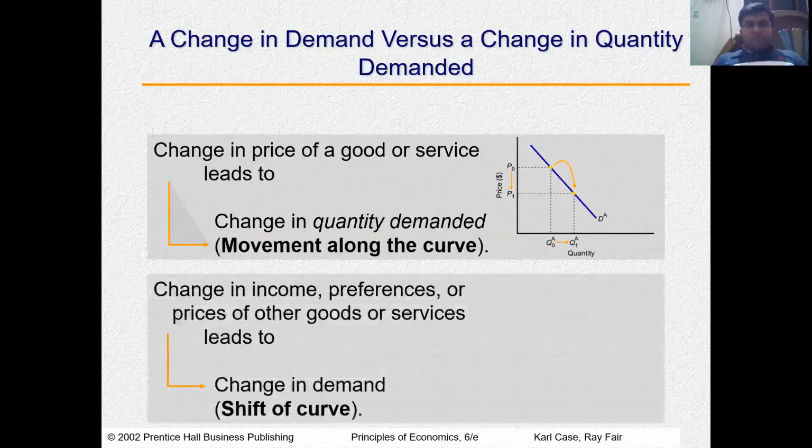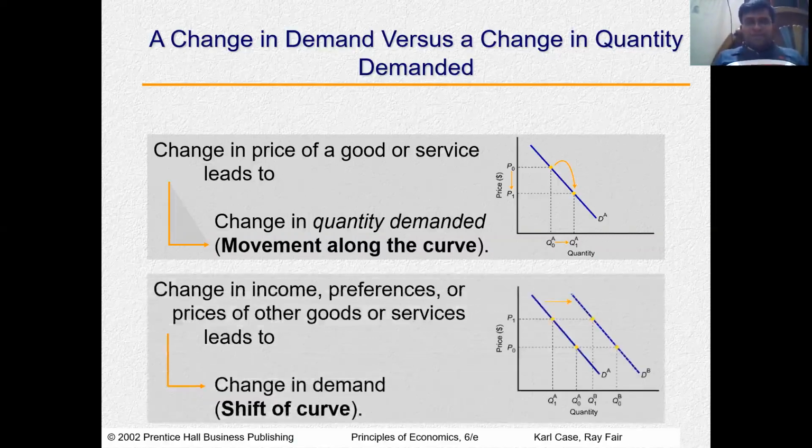Further, if there is a change in quantity demanded due to other factors rather than the price of that commodity, good or service, this is called change in demand, and in this case, the demand curve shifts upward or downward. If the demand curve shifts upward, in economics, we call it an increase in demand. And if the demand curve shifts downward due to other factors, not the price of that specific good or service, in economics, we call it a decrease in demand.